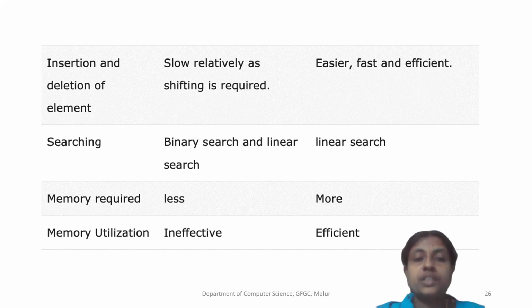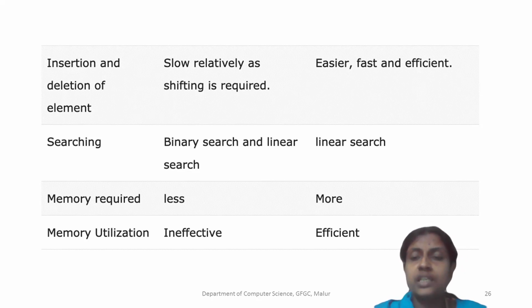And memory utilization in arrays is ineffective, while in linked list it is efficient. Why ineffective? See, I am giving int a of 100, so we allocate space for 100. What will be the first address? 0. What will be the last address? A of 99. But I am storing only 3 values. So how many spaces are wasted? Out of 100, I have used 3 values alone, which means 97 spaces are wasted in array.